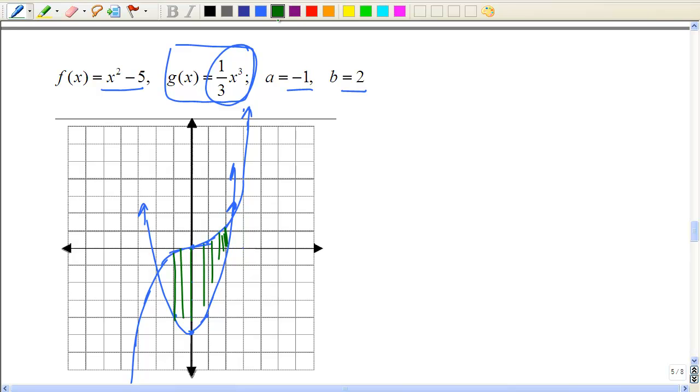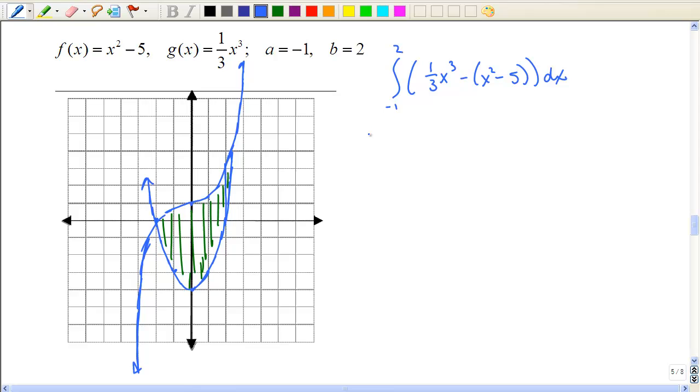Well, which function is on top? It looks like this is on top, so that's the way we need to subtract. So we're going to go from 1/3 x cubed minus the parabola, and we're going to be bounded between negative 1 and 2. So let's distribute. And now integrate just using the power rule.